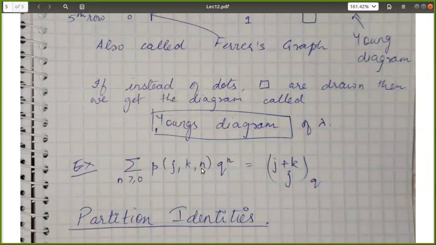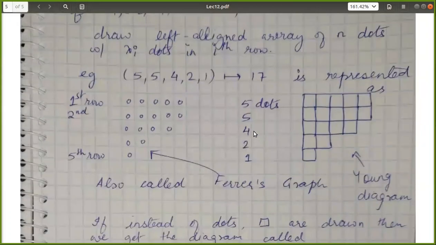So the Ferrers graph which you drew here, it has some nice property. Can someone tell me quickly?